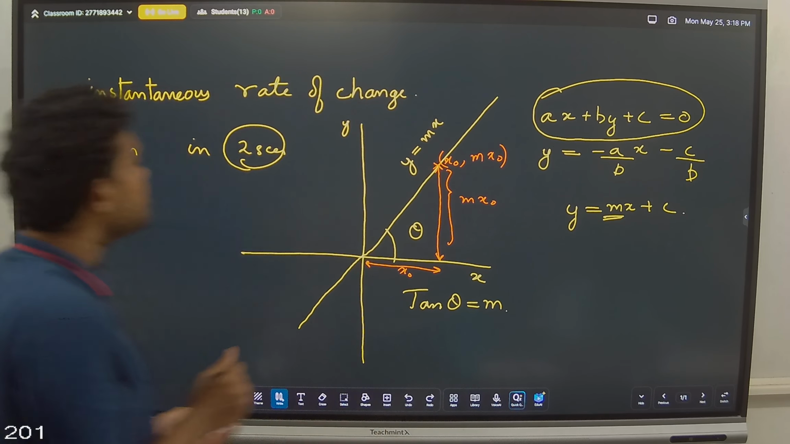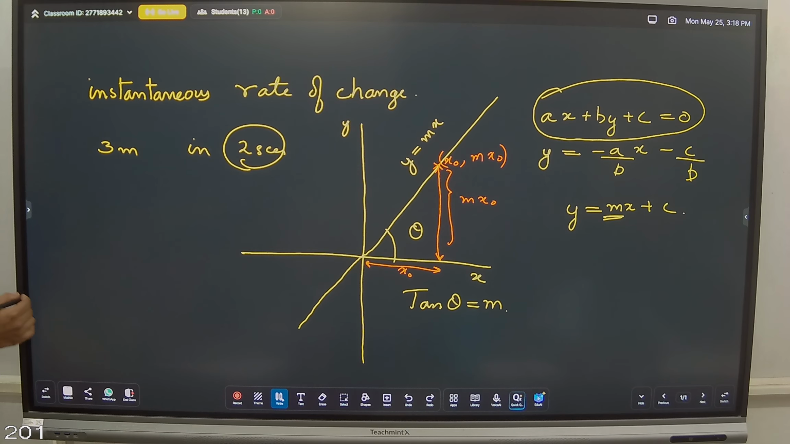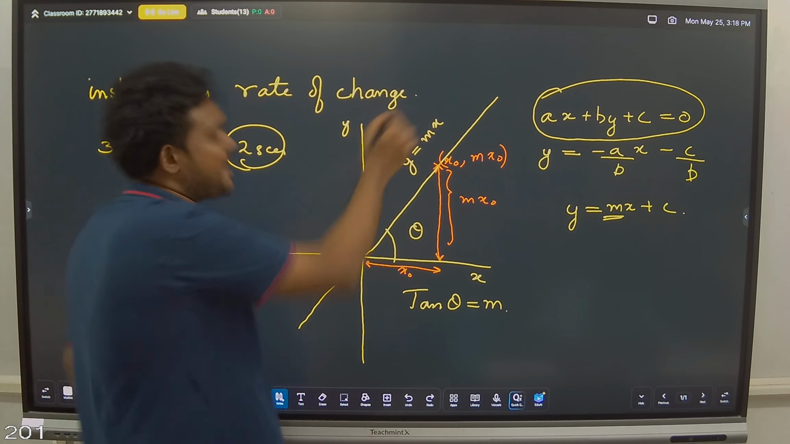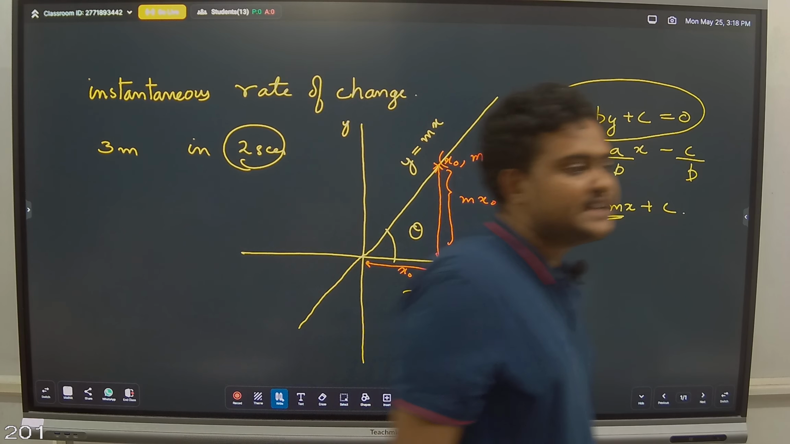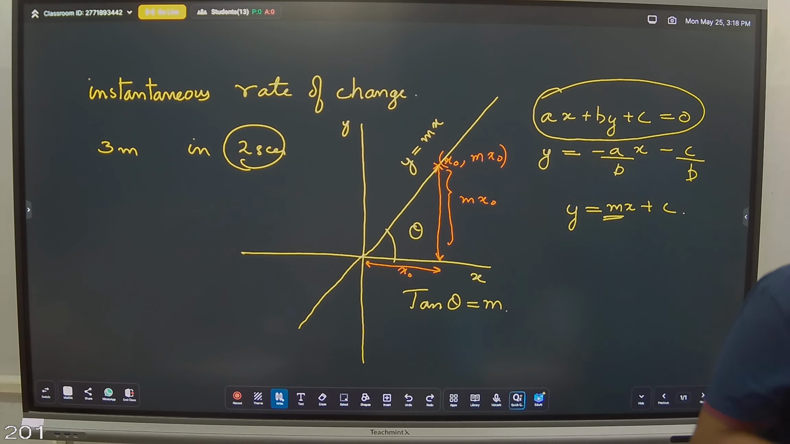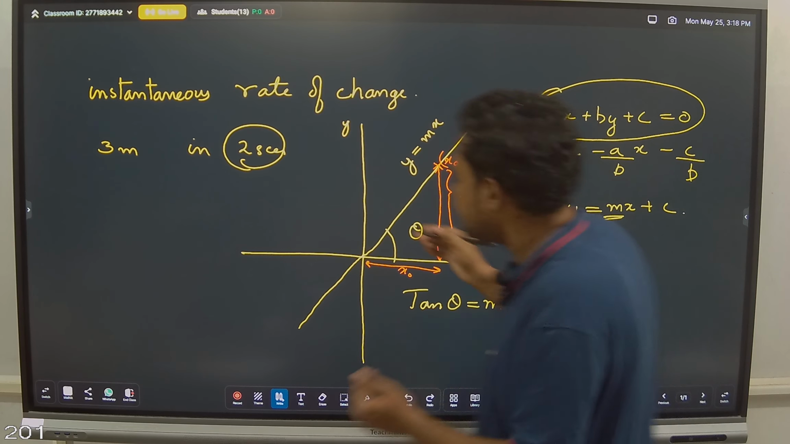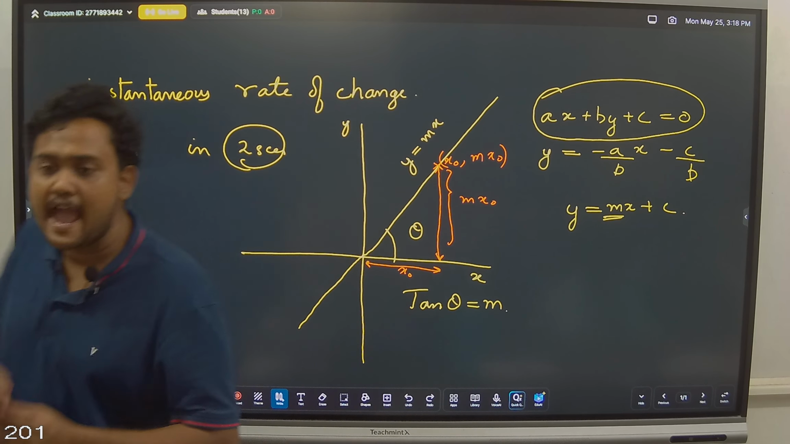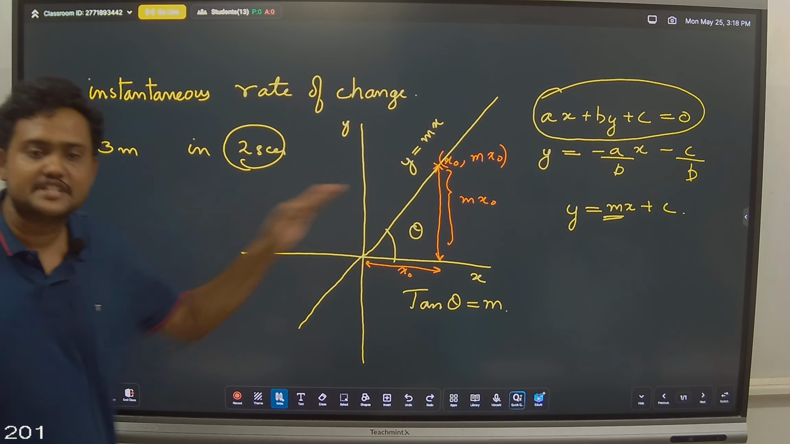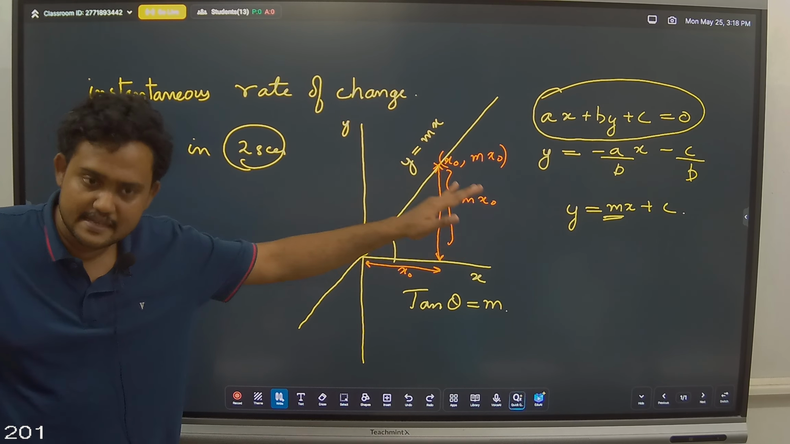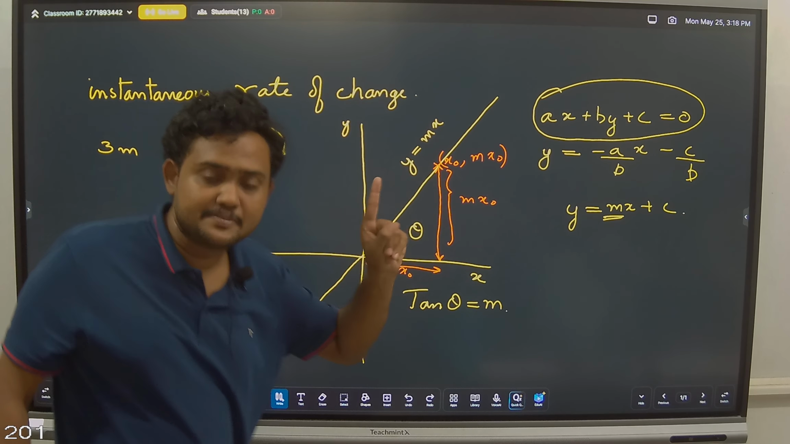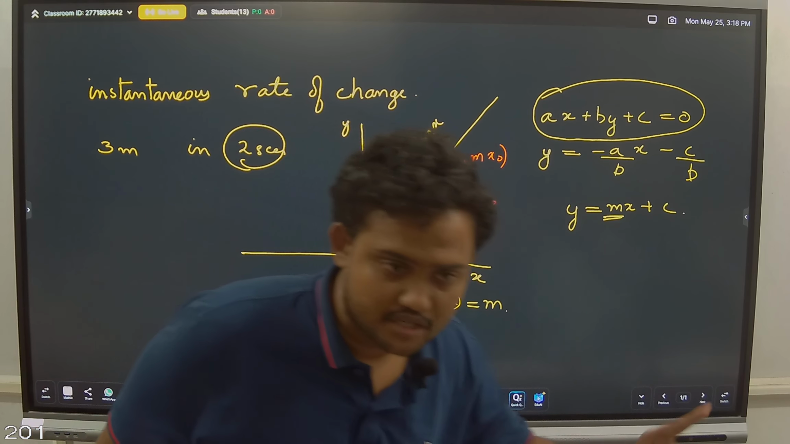So if I give you a general equation of a line and I say y equal to mx, the slope of that line is m, or the tan of the angle made with the positive direction of the x-axis is m. You have to remember it is made with the positive direction of the x-axis.